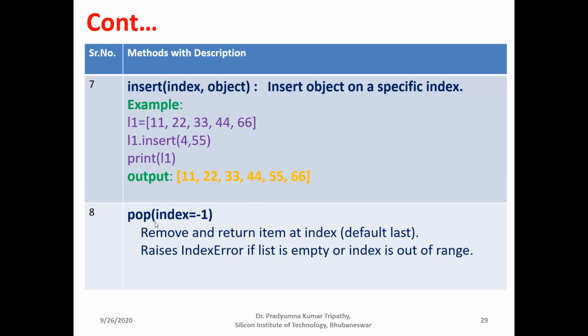If you want to take out one element, there is pop with index equals to -1, which removes and returns the item at that index. So what is my index? -1. So the last item will be taken out. Is it understood? The pop function will pop the last element from the list. Default is the last one. If no element is there, it will give you an error that the index is out of range.